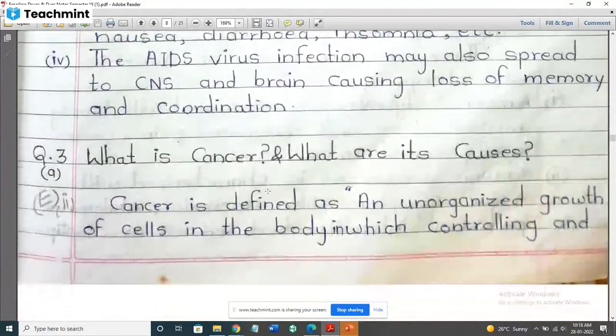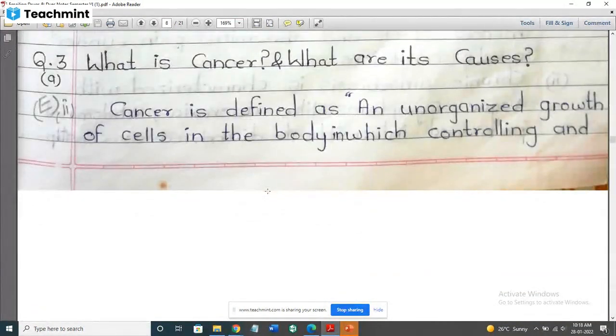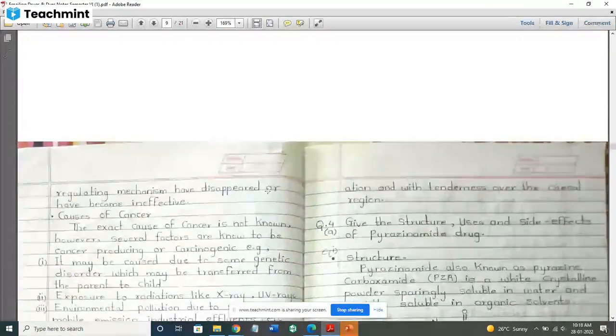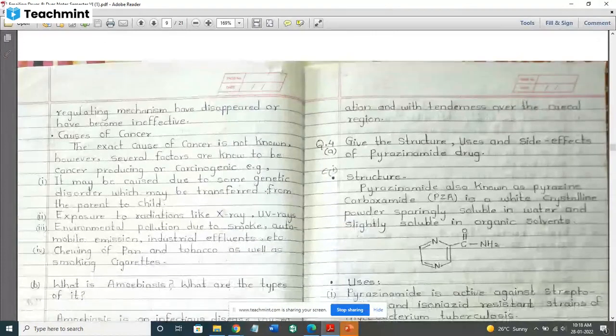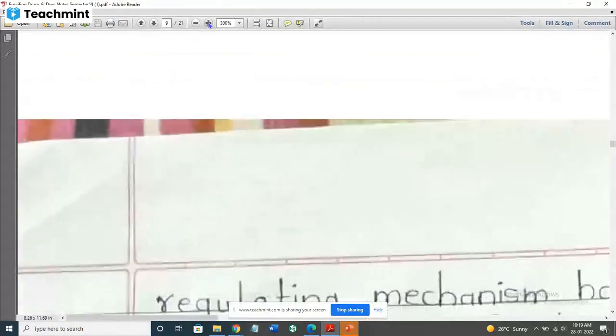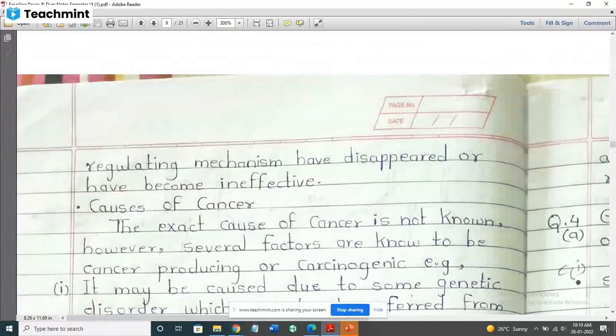Next is what is cancer and what are its causes. We have studied some things about cancers, types of cancers. Generally, cancer is defined as unorganized, uncontrolled growth of cells in the body, in which the controlling and regulating mechanisms have disappeared. So at that time, it is difficult for the body to adjust to the disease conditions, and it persists for a long period of time.